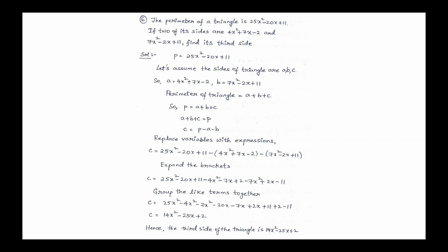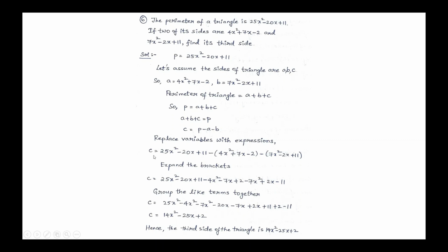Let's assume the sides of the triangle are A, B, C. So A is equal to 4x² + 7x − 2 and B is equal to 7x² − 2x + 11. We know that the perimeter of a triangle is equal to A + B + C, where A, B, and C are the sides of the triangle. So P is equal to A + B + C. In other words, A + B + C is equal to P. C is equal to P − A − B.